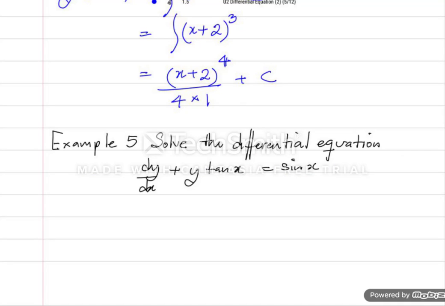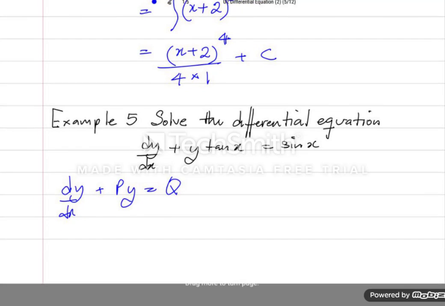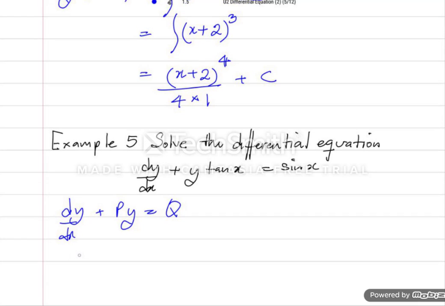Alright, example 5. This is already in the correct format. The correct format would be dy/dx plus py is equal to q. So it's already in the correct format, where p is equal to tan x and q is equal to sin x. Do you agree? Alright, moving on.